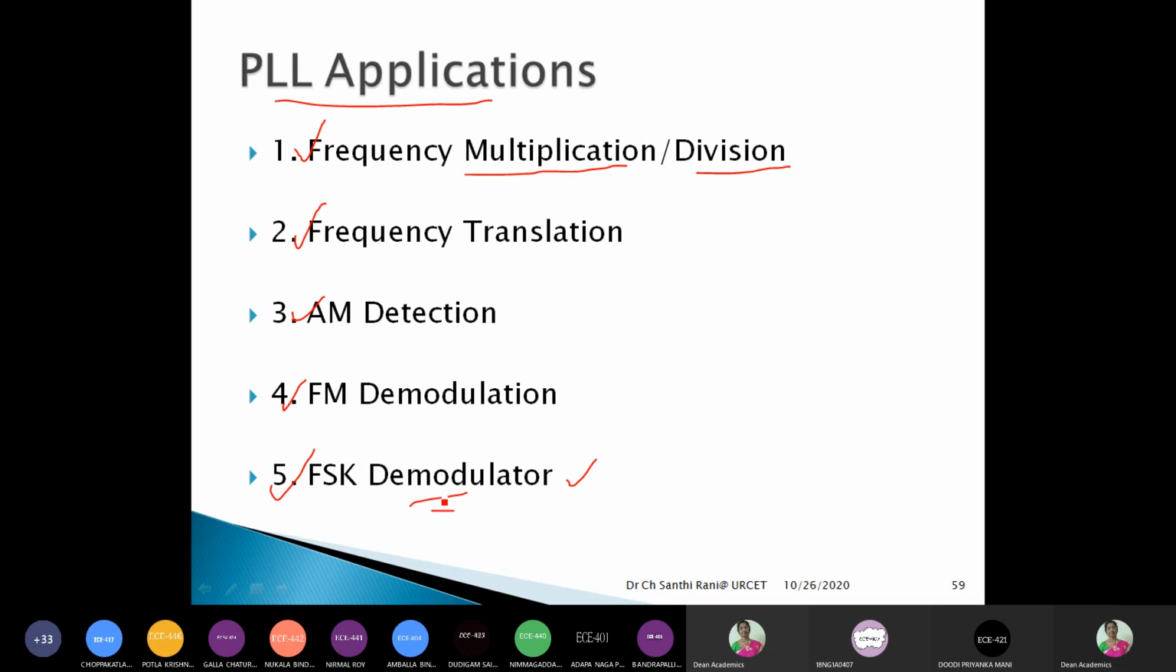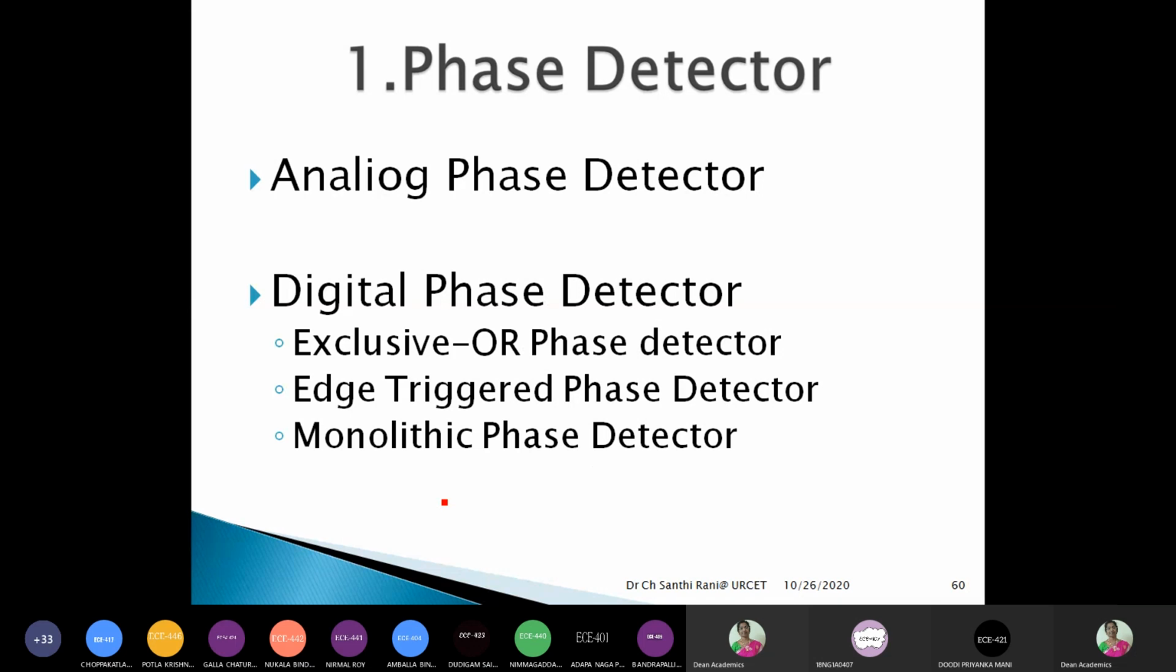Okay, so having this much knowledge about the applications of PLL, its block diagram, what PLL is, the basic terminology used, and the basic principle of PLL, now we shall discuss each one of these blocks. The first block is the phase detector. So what is a phase detector? I have mentioned that a phase detector is nothing but a comparator. It will compare two frequency signals.